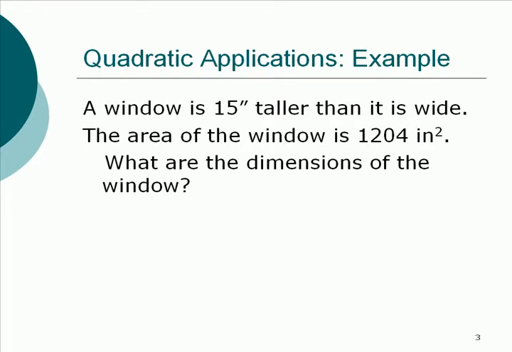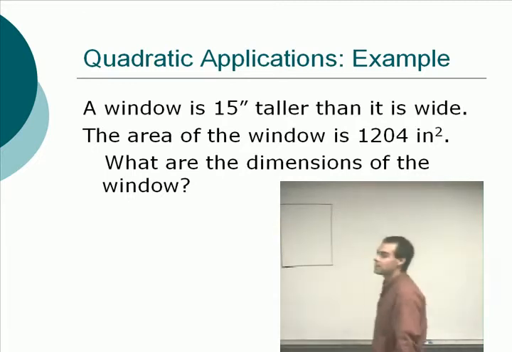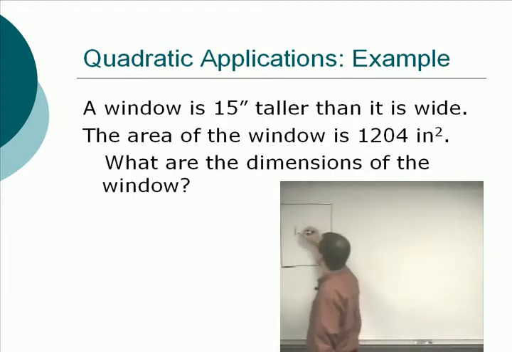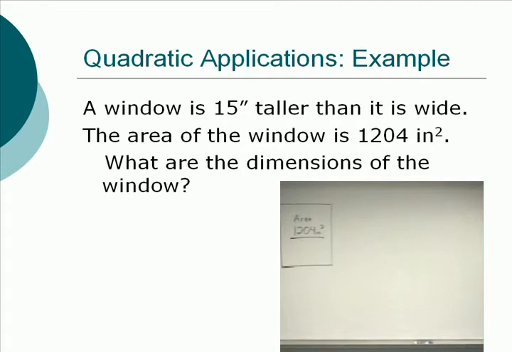As with the other word problems that we did, oftentimes a picture is going to be useful. Most of the word problems that I've picked out are geometry problems. There's a lot of other types in your book. We're going to focus mostly on the geometry ones. So here's what we got. We got a window. It's 15 inches taller than it is wide, and we know the area is 1,204 square inches. And what we want to determine is what the dimensions are for that window.